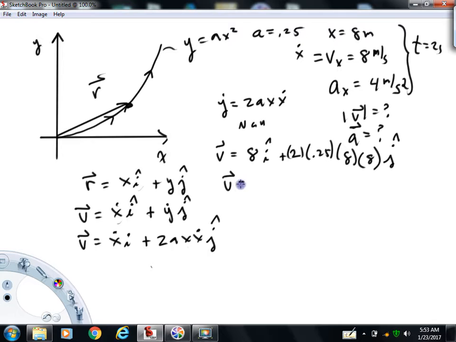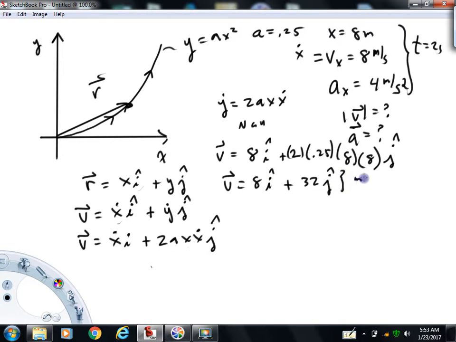So our velocity vector is 8i plus, and if we work this product here, let's see, 64 or 128. That's a quarter of 128. 32. 32j.